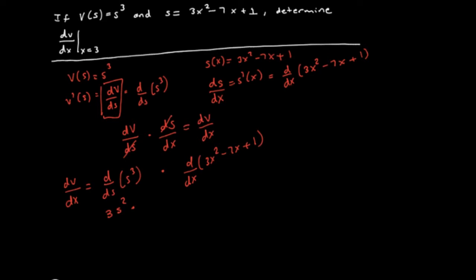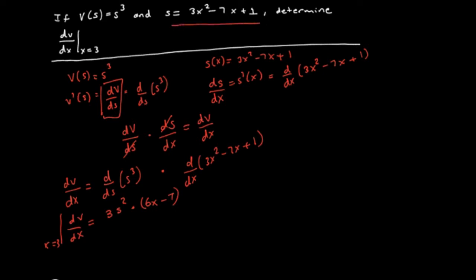We're going to be using the combination of the sum and difference rule. So we'll get 6x minus 7. Okay, so this is dv over dx. And in this case, what's going to happen here is we want to figure out dv. Oops, I wrote y instead of v, sorry. So we want to figure out dv, the rate of change of v with respect to x, when x is equal to 3.